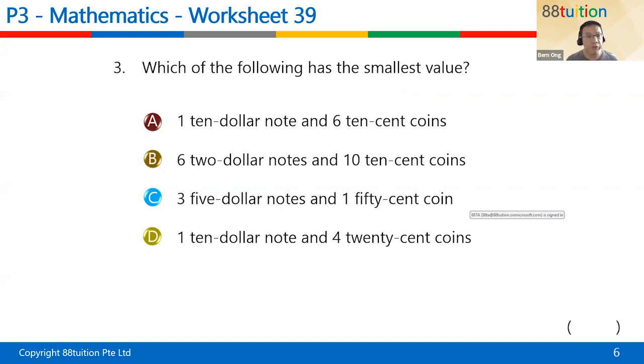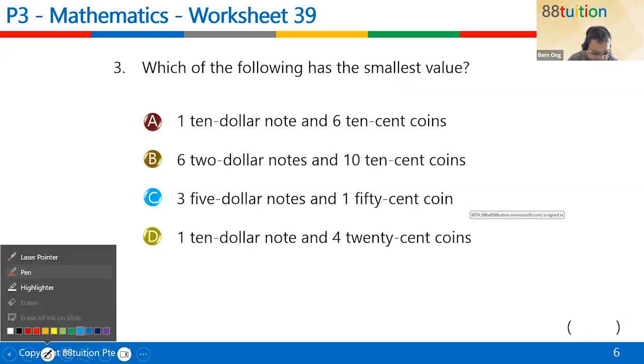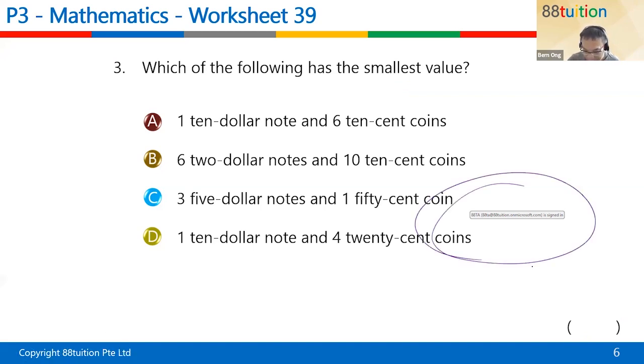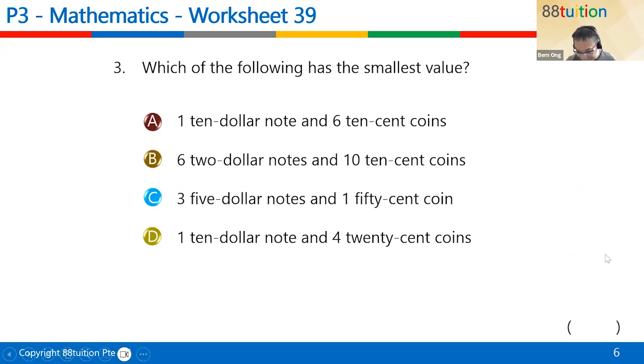Question 3. Which of the following has the smallest value? Okay, so let's take a look. Do you see this word down here? I don't know why it's down there. Can you see? Or is it on my screen only? Yeah, I think some logging in. So weird, so irritating, this one. Oh, it's gone, it's gone.